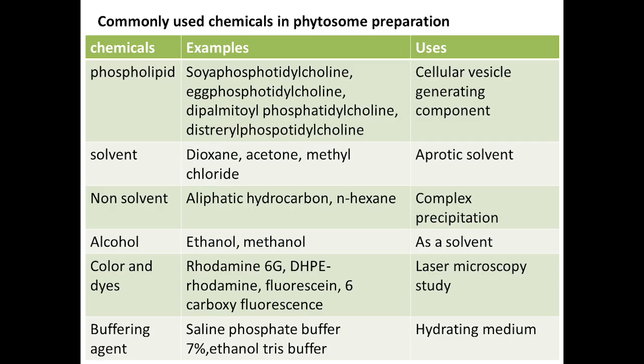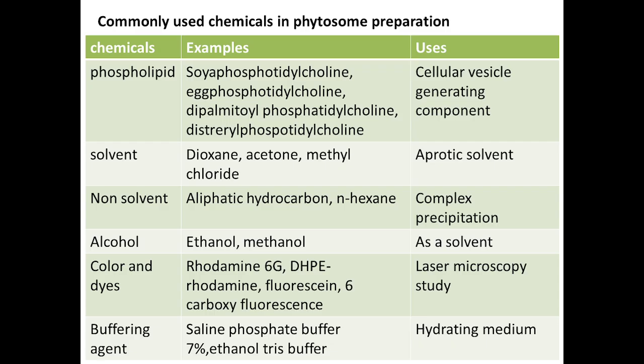Second one is solvent. Solvents used are dioxane, acetone or methylene chloride. These are aprotic solvents, which do not donate a proton to form a hydrogen bond. After that, non-solvent, that includes aliphatic hydrocarbon or n-hexane, which is used for formation of the complex. Alcohol, ethanol or methanol, is used as a solvent.